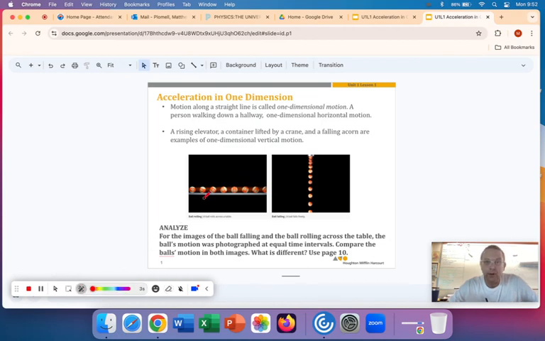You might talk about this. What's the space between the balls after every time interval? Does it seem to be changing as it's rolling across? And the ball that's dropping, how is that? How are the spaces between the balls different in these images?